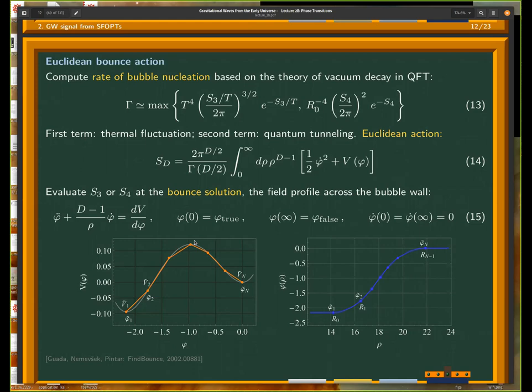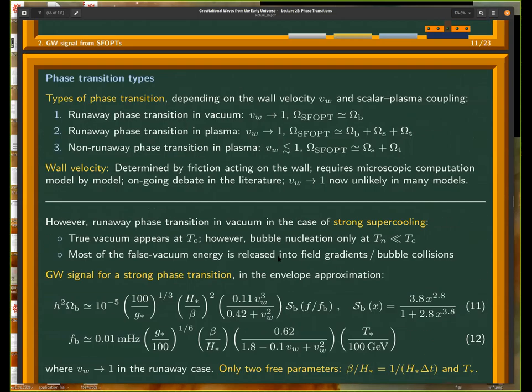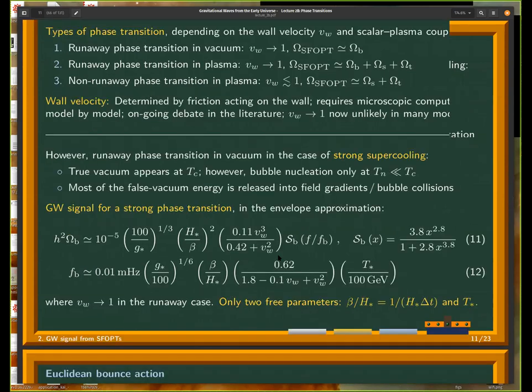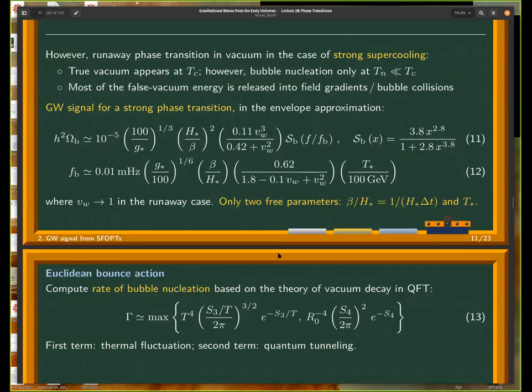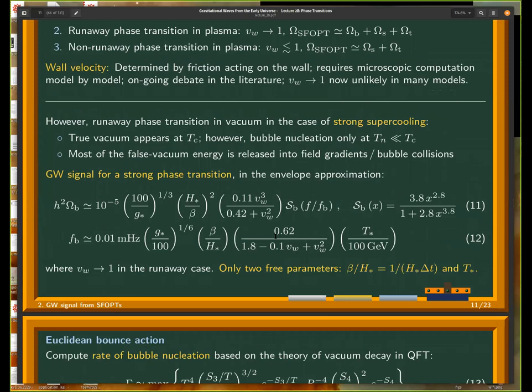A brief question: could you remind me what's wrong with small beta over H? Sorry, the meaning of beta over H? If it is smaller than one, is it possible? Smaller than one, I think this is not possible. Beta over H smaller than one just means that the phase transition would take longer than a Hubble time in the early universe, and then it cannot catch up with the expansion. So maybe some bubbles will form, but they will never collide, and you will not be able to transform the false vacuum into the true vacuum.